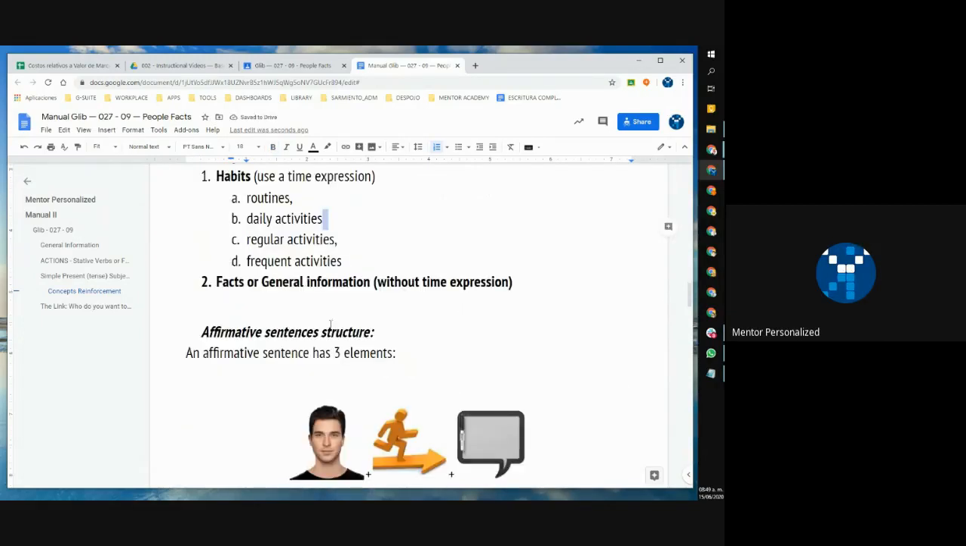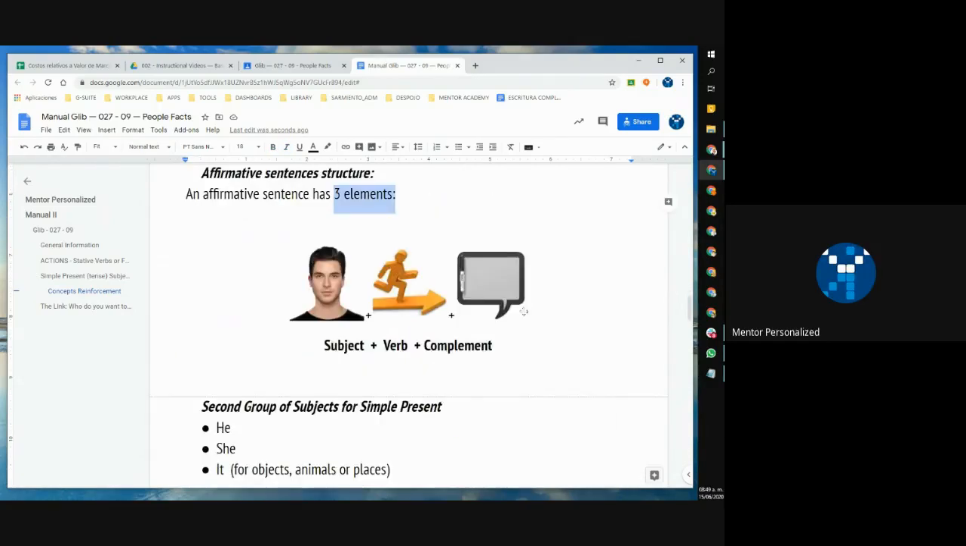That's right. So we have the typical affirmative sentence structure with three elements. What are the three elements of an affirmative sentence, Gary? Subject, verb, and complement.